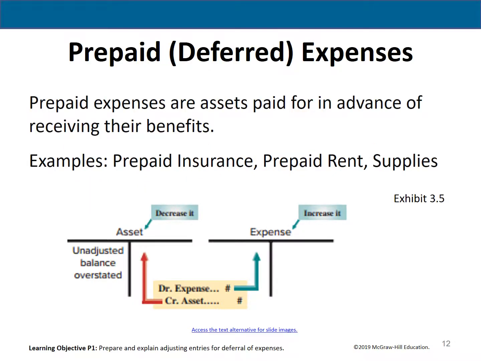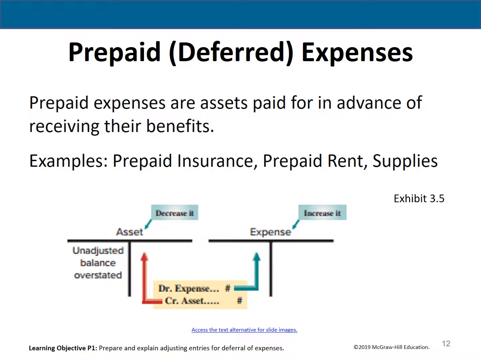What is that? Well, if you remember in chapter 2, you paid for insurance for future coverage. And insurance is a common expense that you pay for it before it occurs. In the accounting world, we call that either a prepaid expense or deferred expense.